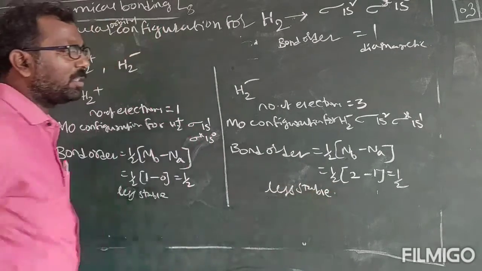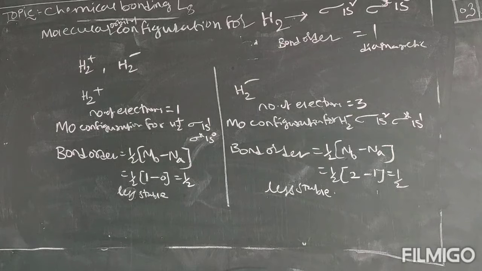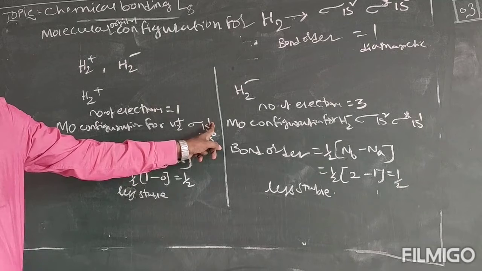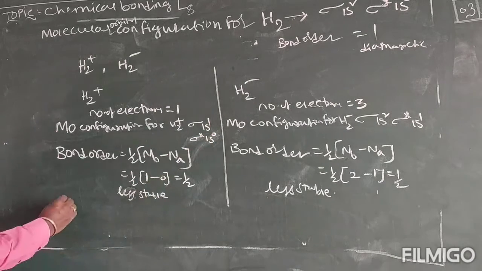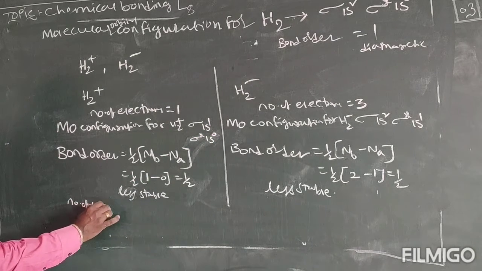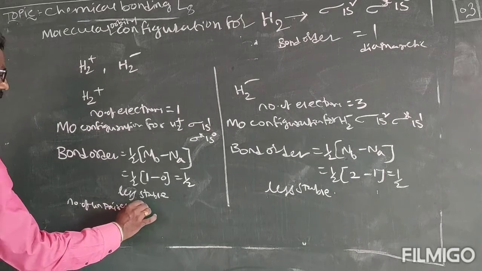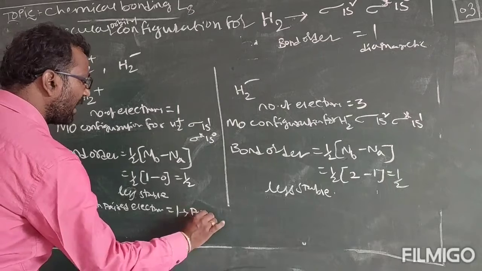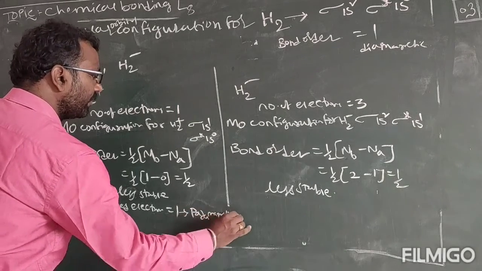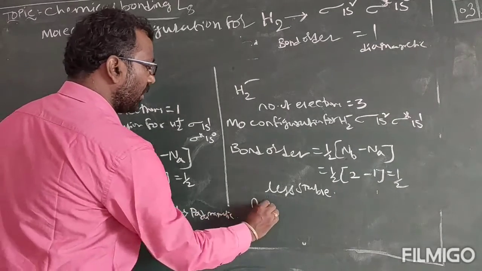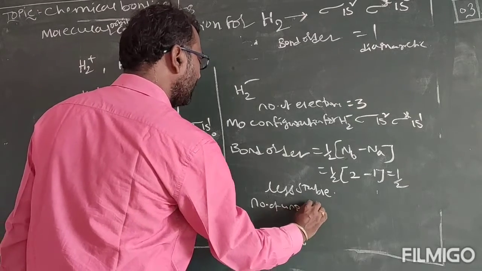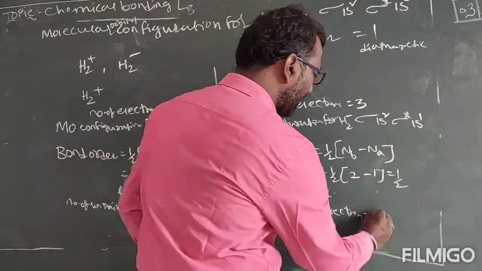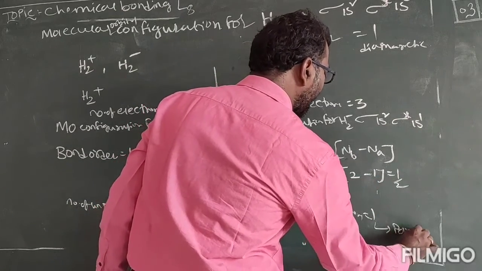Okay. Then what about their nature? Whether they are diamagnetic or paramagnetic. Here it is 1. Means what? So number of unpaired electrons equal to 1. Means what? It is paramagnetic. Here also, number of unpaired electrons, how many? 1. So it is paramagnetic.